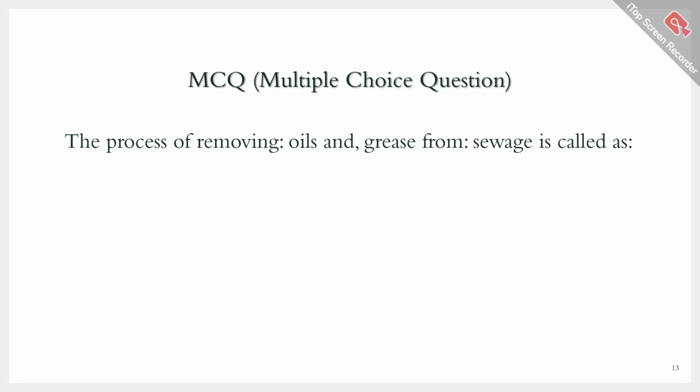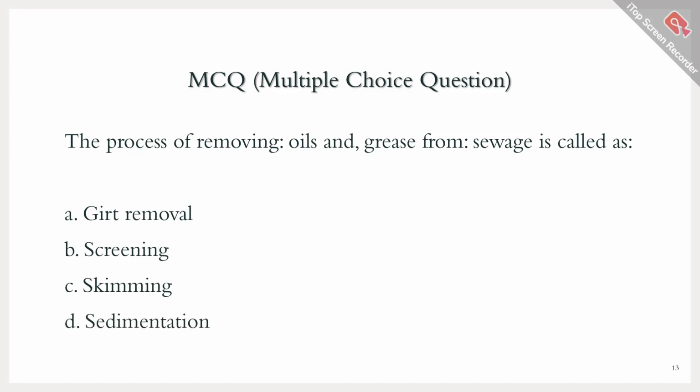The process of removing oils and grease from sewage is called as: option A is grit removal, option B is screening, option C is skimming, and option D is sedimentation. The process of removing oils and grease from sewage is called as what?